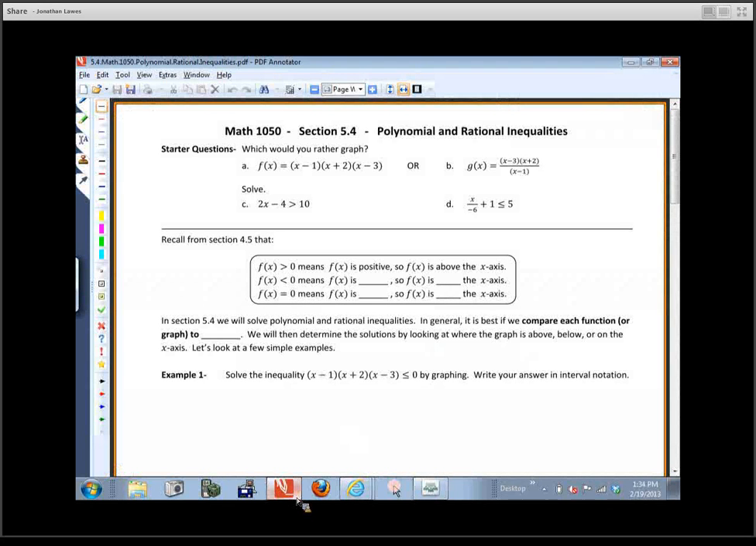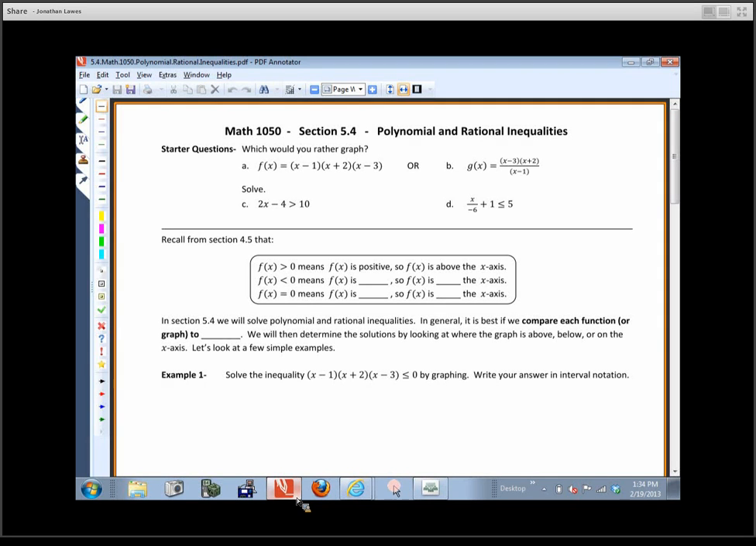So these are the type of skills in this starter question that you need to know or be aware of, be pretty familiar with in order to do well with section 5.4 on polynomial and rational inequalities. Inequalities, as usual, are a little bit more difficult than equations are, but I think by the time we get done, you'll have enough skills and a little set of tools that you can use to make these relatively easy.